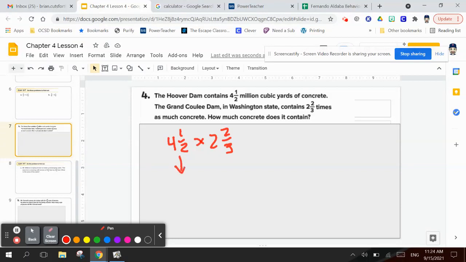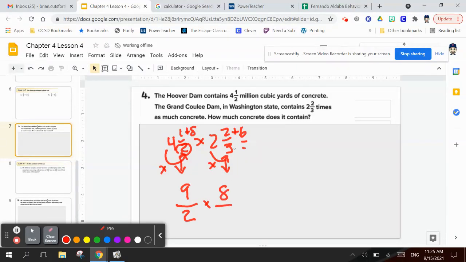So I'm going to write each one of these as an improper fraction. So I'm going to take 4 times 2, which is 8. Add that to my numerator. 1 plus 8 is 9. 2 is my denominator. It stays the same. Times 2 times 3 is 6. 6 plus 2 is 8. And 3 is my denominator.